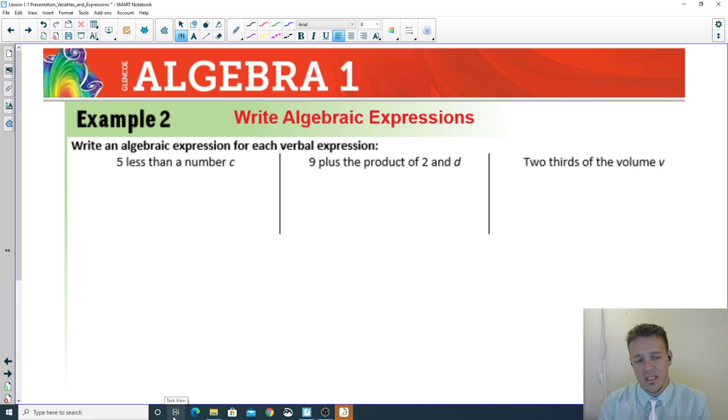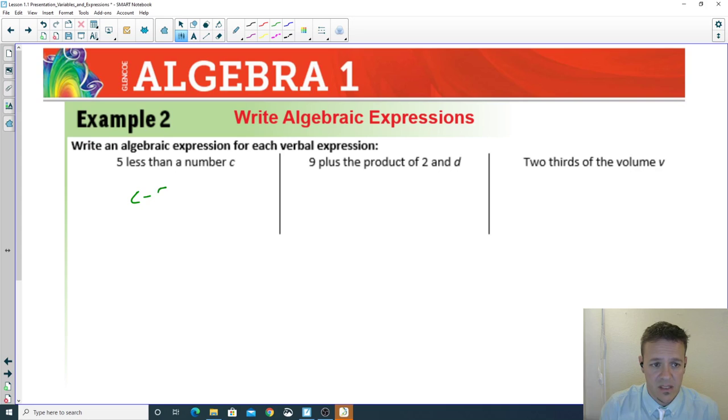So 5 less than a number C. What this actually means is C minus 5, right? Because it's 5 less than a number C. So you have a number C, and then you're taking 5 off. So it's less than, so it has to be C minus 5.